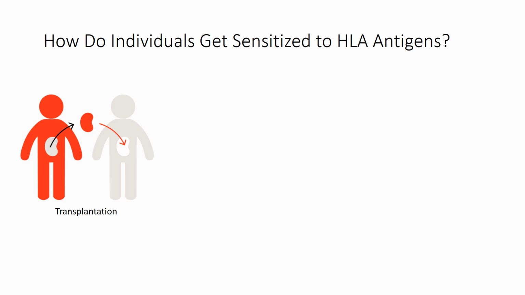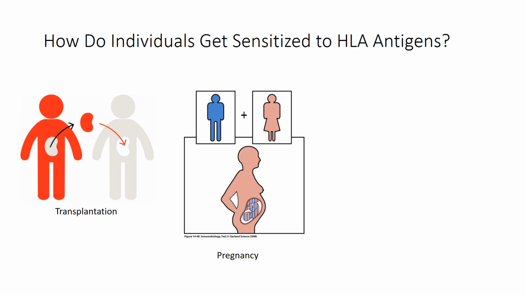So the most common question that we usually ask is, how do we get sensitized to HLA antigen? The most common thing is transplantation, especially if this is a failed transplantation. The second thing is pregnancy, because the infant carries half of the HLA that comes from the dad.